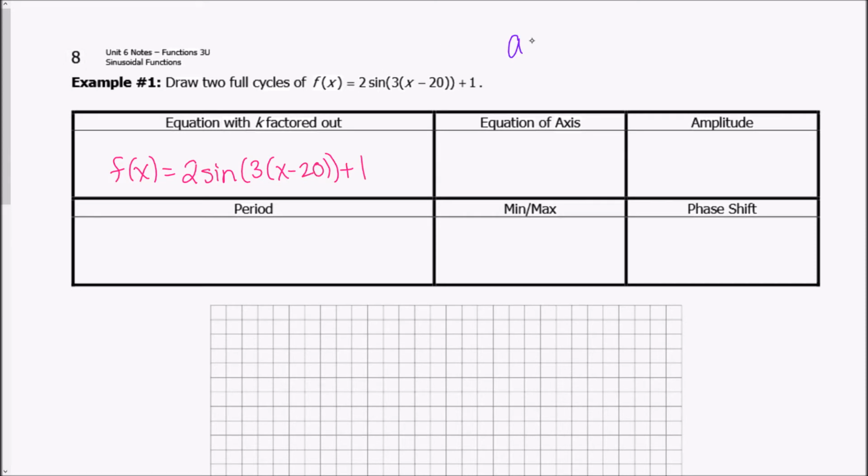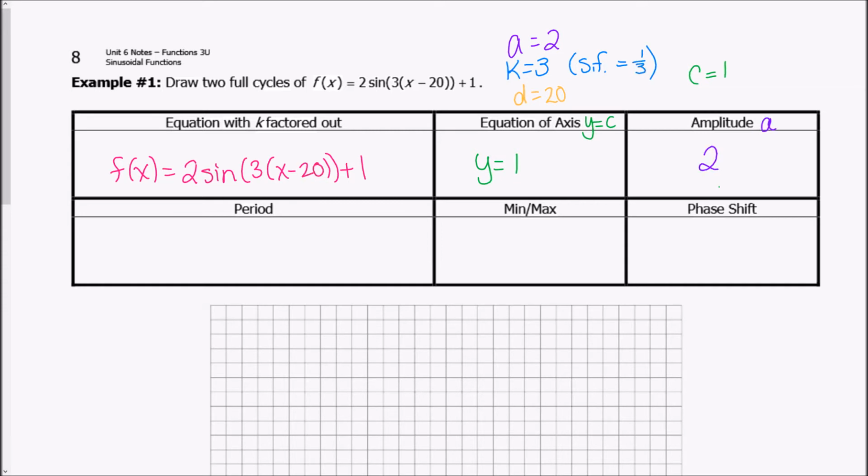So here we know A is 2. We know that K is 3, which means that the scale factor is 1/3. Okay, we know that D is going to be positive 20. Okay, and we know that C is 1. And remember, the equation of the axis is always going to be y equals c, okay? So the equation of our axis here is y equals 1, okay? The amplitude is always a, so my amplitude is 2, okay?